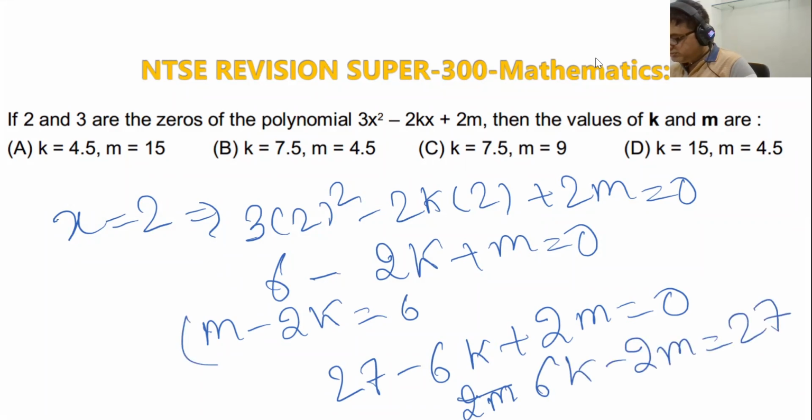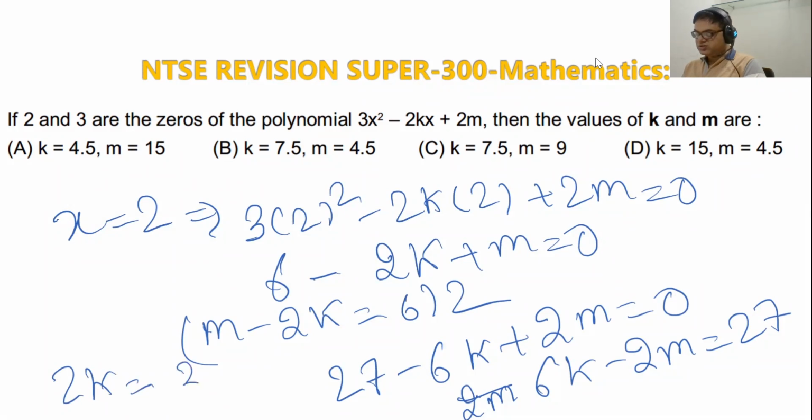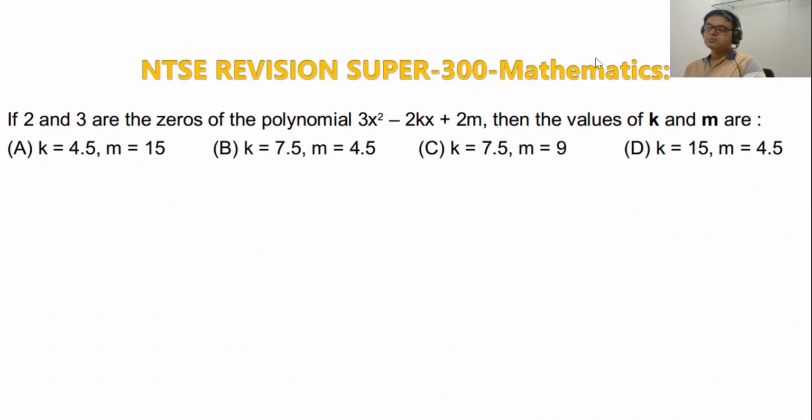इस इक्वेशन को 2 से मल्टीप्लाई करके दोनों को ऐड कर दो. So finally I will get 2k is equal to 27 plus 12 will be equal to 39. So k will be equal to, I have done some mistake. Sir, you can directly find the answer by addition of zeros and multiplication of zeros. Yes, sir. क्या बोल रहे हो? Sir, it is given that 2 and 3 are the zeros of polynomial.